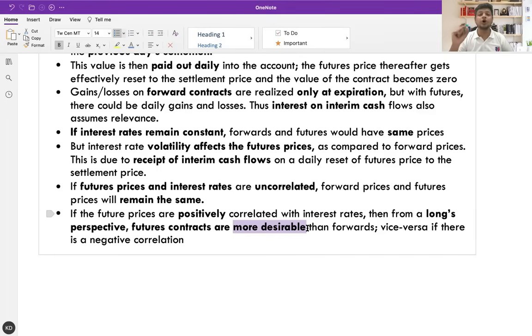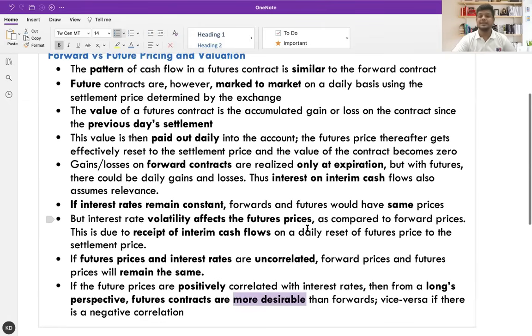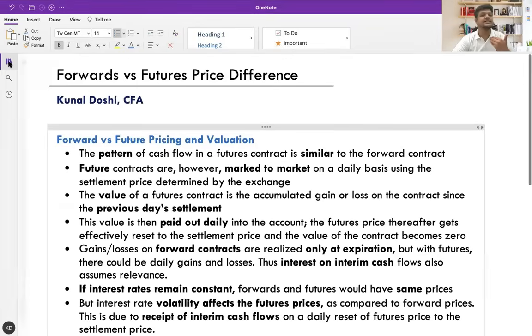The forward prices are constant. The futures prices, if they are related with the interest rates, will keep on changing because of the daily settlement. Is that clear? Correct? So again, if the interest rates are changing, what is better? A futures contract is better. A long futures contract is better because there is a possibility that the futures prices will keep on increasing. If you have a forward contract, it is unaffected. All because of daily settlement. Clear? That's the only difference between forward and futures prices. Otherwise, there is no difference.